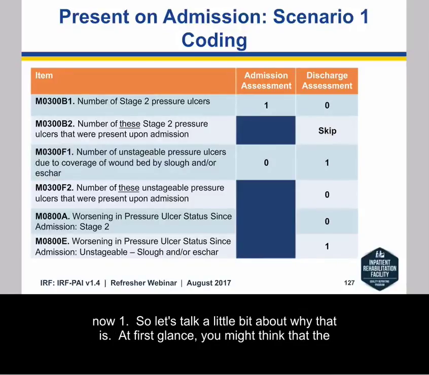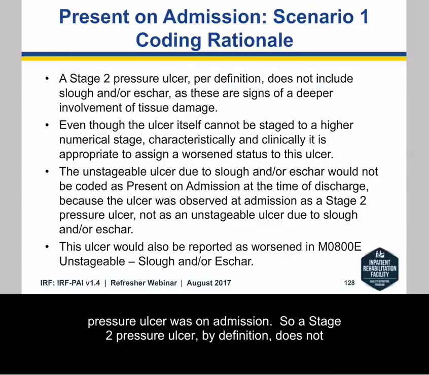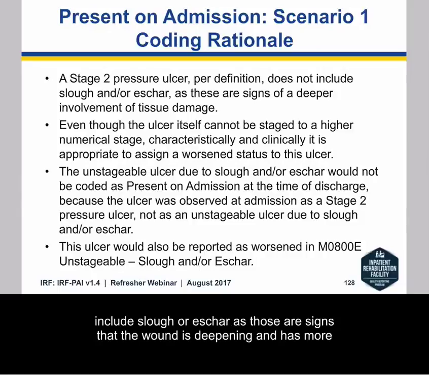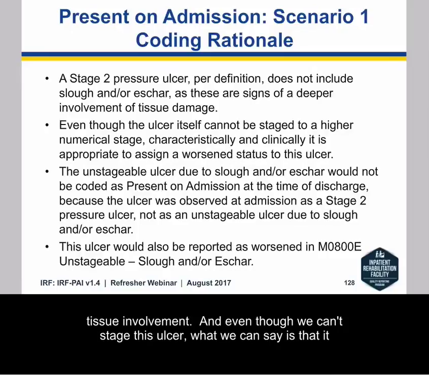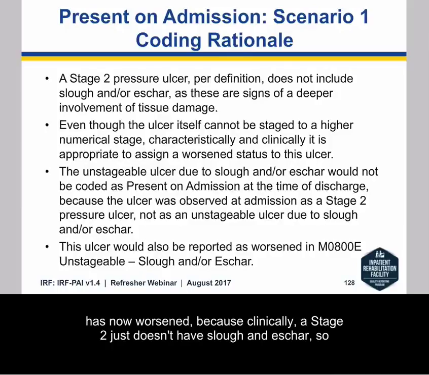So let's talk a little bit about why that is. At first glance, you might think that the pressure ulcer was present on admission. So a stage 2 pressure ulcer, by definition, does not include slough or eschar, as those are signs that the wound is deepening and has more tissue involvement. And even though we can't stage this ulcer, what we can say is that it has now worsened, because clinically, a stage 2 just doesn't have slough and eschar. So we know it has worsened.